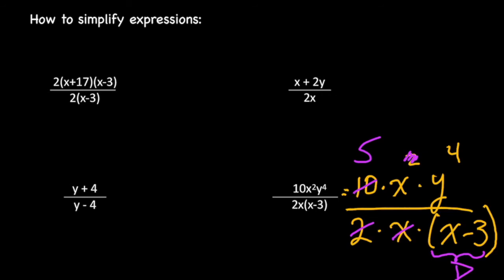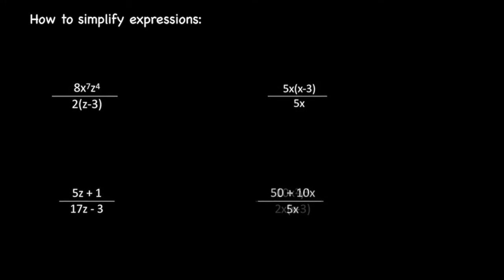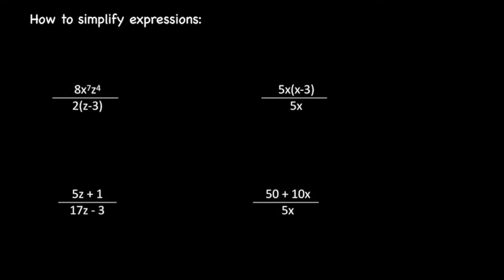So our final answer, I'll write it down here, I apologize, would be 5x y to the fourth over d, or that would just be x minus 3. Again, as a final reminder, we can't do anything more. This minus sign that is present prevents us from canceling this x. I believe this is the last slide.